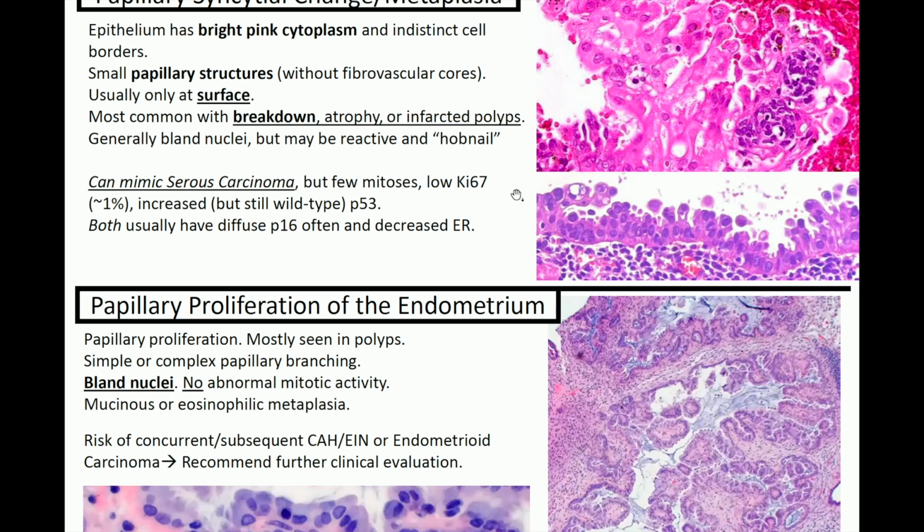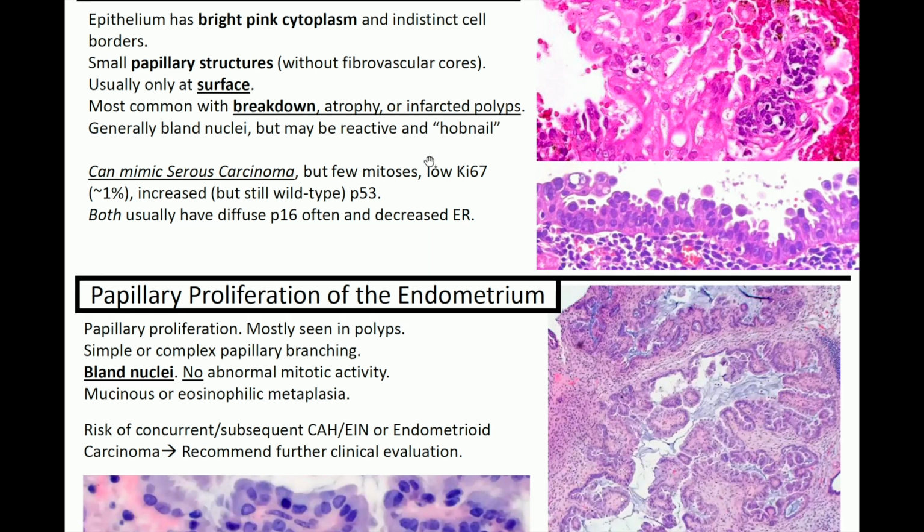Both usually have diffuse P16 often and decreased ER. So you can see where it can mimic serous carcinoma, but obviously your stains are going to help you out in distinguishing that.